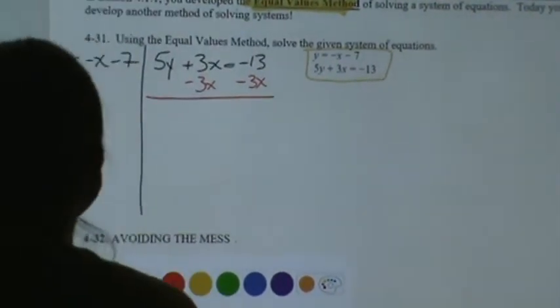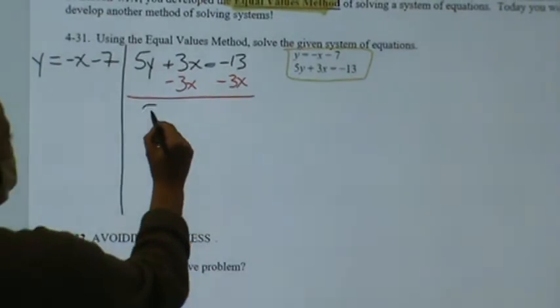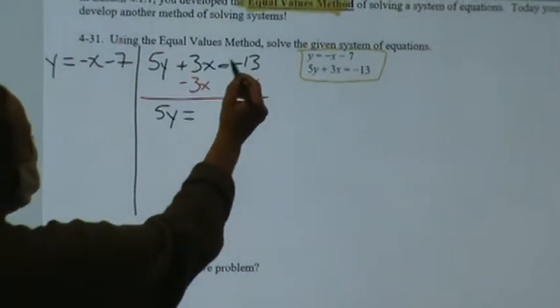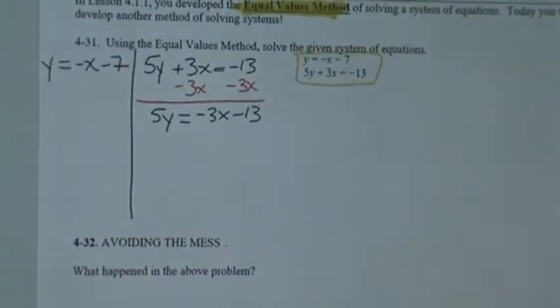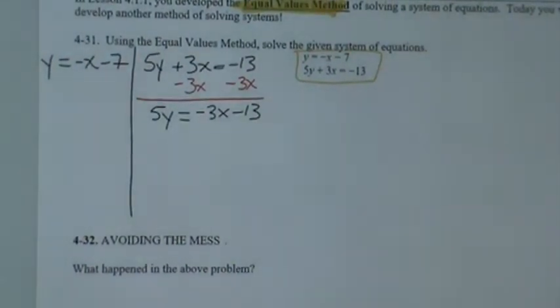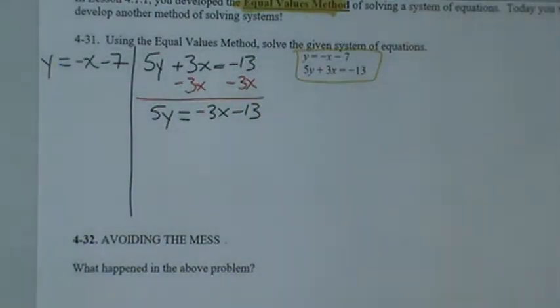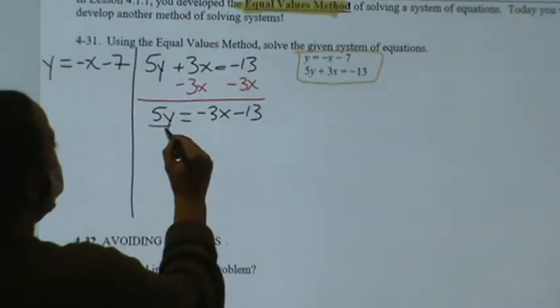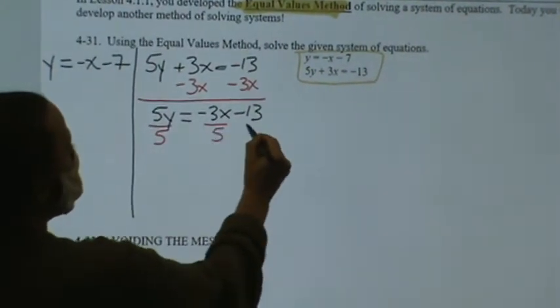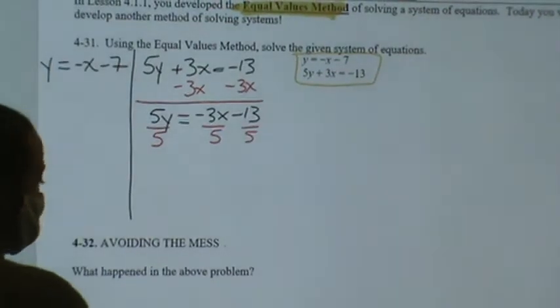So what's left? Well, I have a 5y. I can't combine these because 3x and negative 13 are totally different. Those are different tiles. Right now I have 5y equals, all I did was move that 3x to the other side by changing its sign. But I don't want what 5y is. I want what y is. So what do I have to do with that 5? Divide. Now be careful. You have to divide everything by 5.